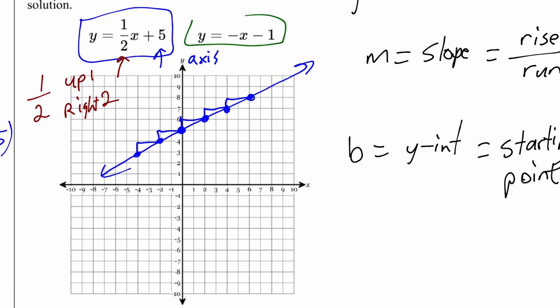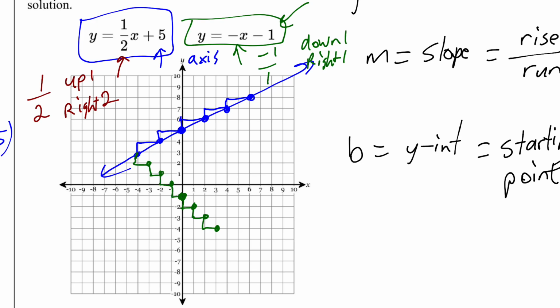Let's do the next one. I'll start with the -1. That's my y-intercept. So I put my first dot here on the y-axis at -1. Then my slope is -1. If there's not a fraction there, you can always think of it as over 1. And because it's negative, this means I go down 1, right 1. So from there, I'll go down 1, right 1, down 1, right 1. And I can keep going, and I can do the same thing in reverse.